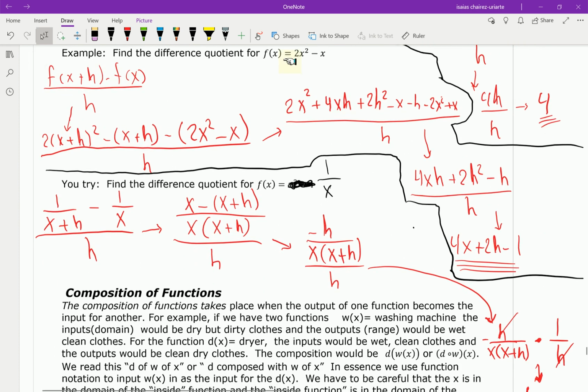All right, so again, same thing. I have to find the difference quotient for the function 2x squared minus x.